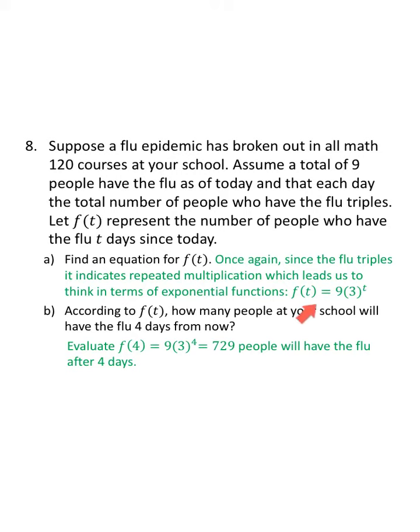According to our function here, how many people at your school will have the flu 4 days from now? That's evaluating f of 4. So that's 9 times 3 to the 4th power. I'm going to use my calculator on that. 3 to the 4th power happens to be 81. 81 times 9, 729 people will have the flu after 4 days.